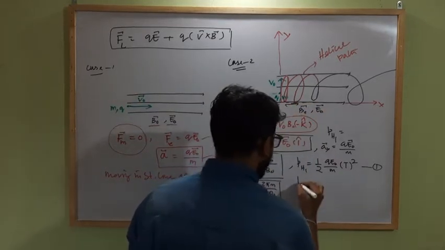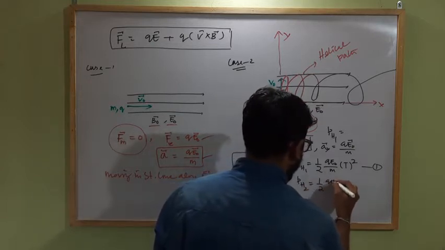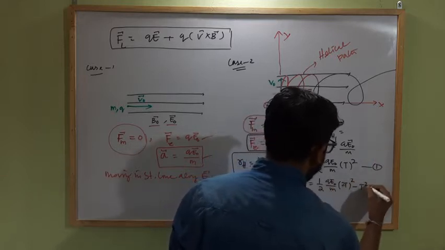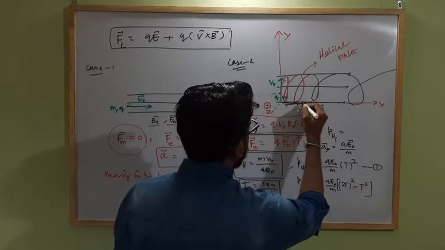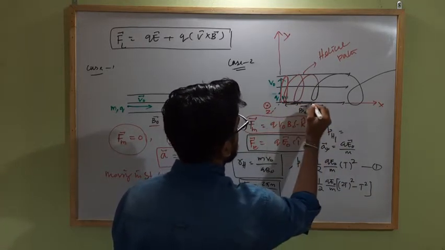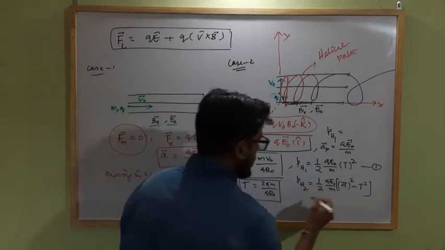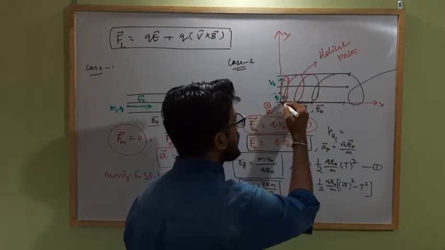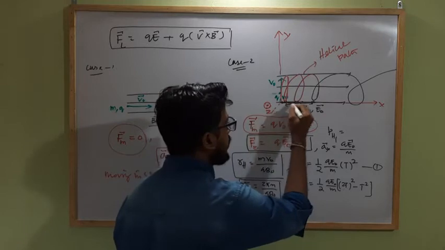What is the value of pitch 2? It will be how much? Half q E naught by m into 2t square minus t square. We can write it like this: the total distance covered in 2 time intervals minus this much distance will give the second pitch, pitch 2. Clear? The distance covered by the particle in 2 time intervals will be the distance from 0 to the end of the second pitch, and the distance covered in 1 time interval will give the first pitch.